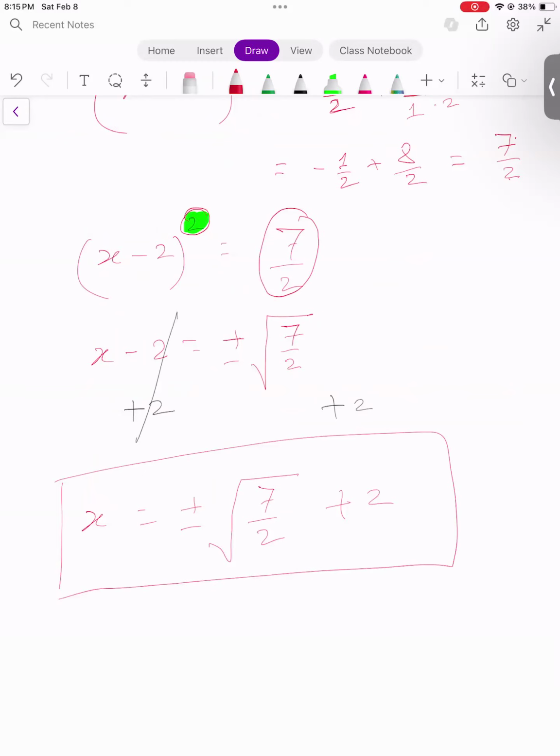There is still a way to simplify, but this is fine. Okay, now do you have any question here?